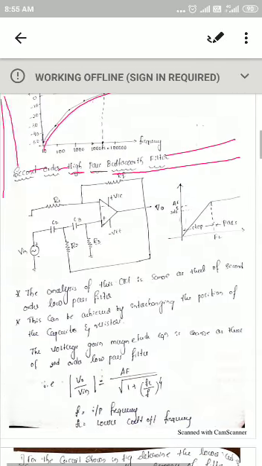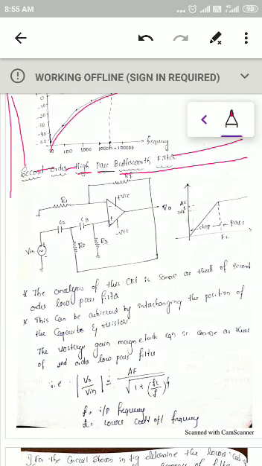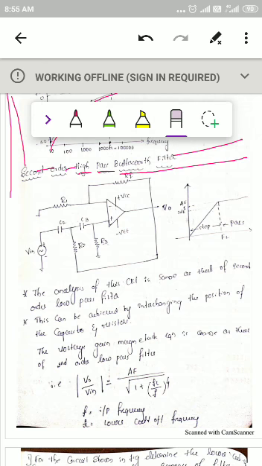Next, such types of problems you may definitely expect in the exams.